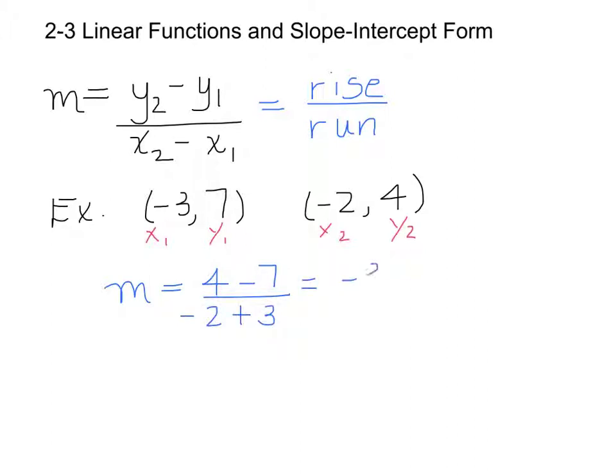So you'll get -3 over 1, which is -3. So this would be a negative slope, meaning it would fall from left to right. So that's how a negative slope would actually look if you graphed it.